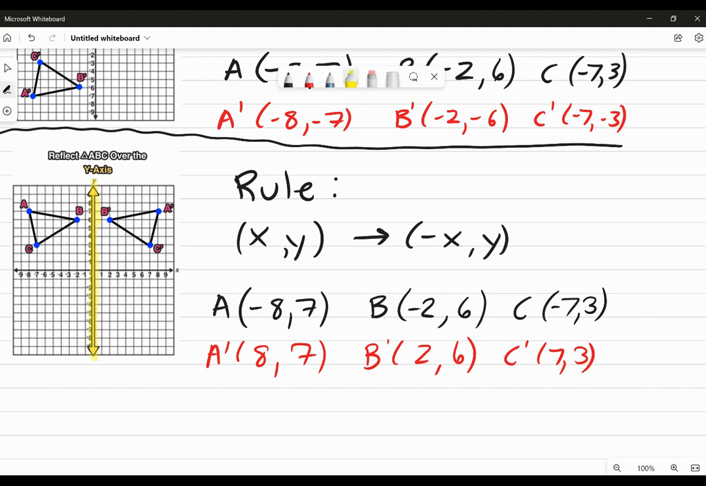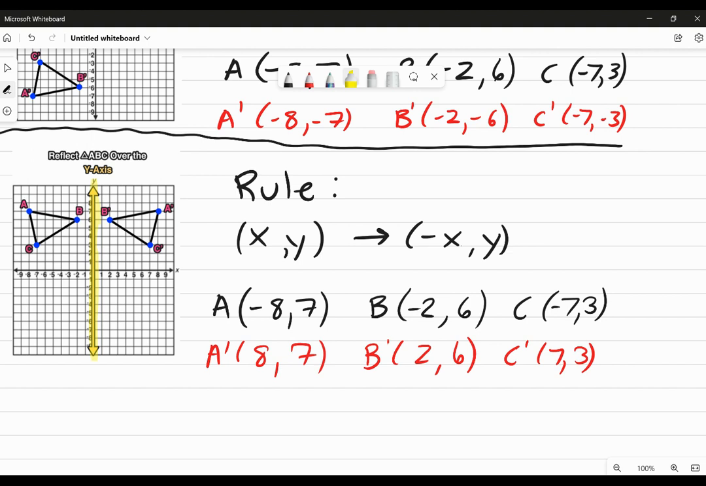So if I'm reflecting triangle ABC over the y-axis, I'm going to list the coordinates again. So it's the same coordinates as the problem above. Point A is at -8, 7. Point B is at -2, 6. And point C is at -7, 3.